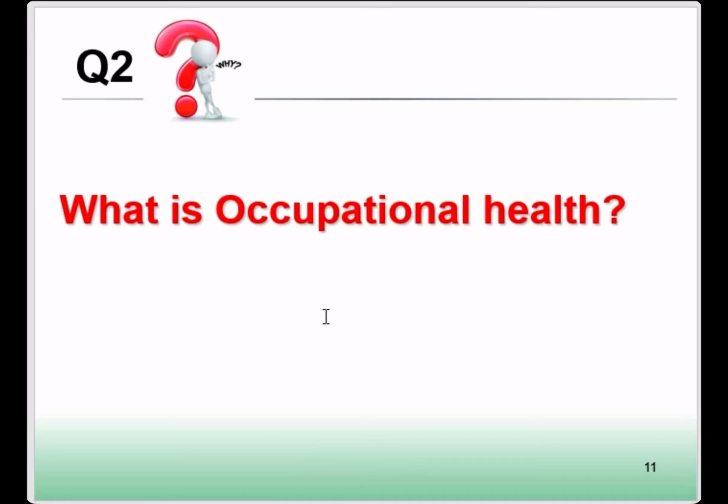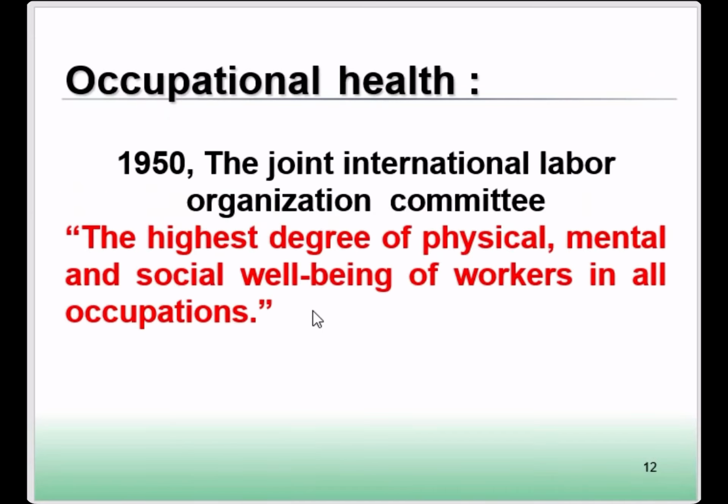So the second question is, what is occupational health? After we know occupational hygiene, we want to know what occupational health is. In 1950, the Joint International Labour Organization Committee said occupational health is the highest degree of physical, mental, and social well-being of workers in all occupations. In this sentence, just like preventive medicine focuses on the physical, mental, and social well-being of human beings, but for occupational health the subject changed to the workers. So we hope all the workers in all occupations have physical, mental, and social well-being.